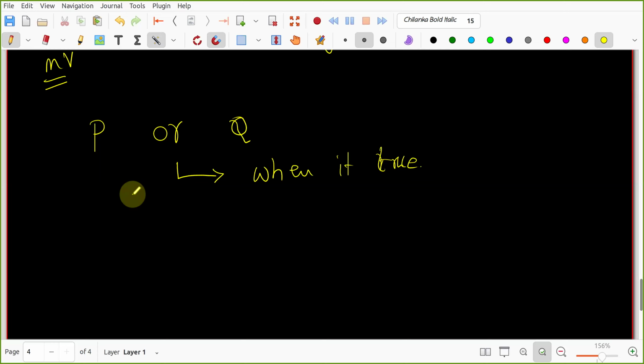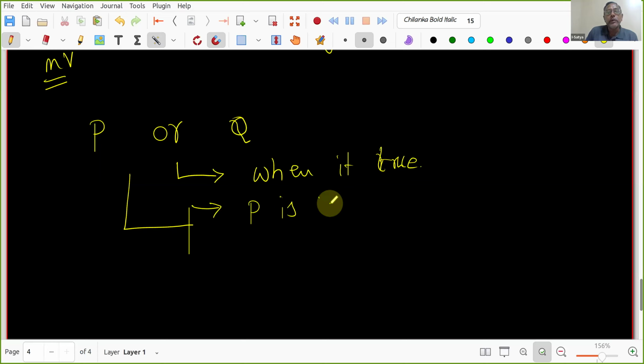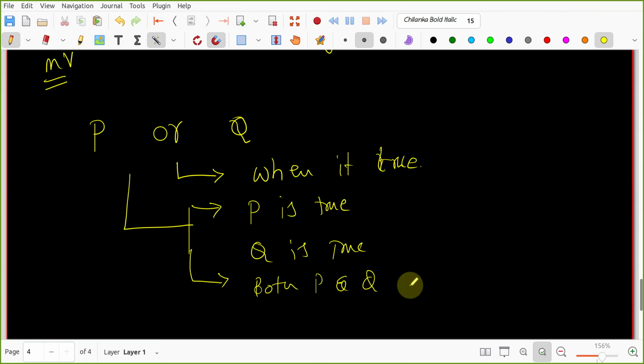So P or Q is true when either P is true or Q is true, or both are true. What about, sir, if both are true? Both P and Q are true. Then, right, the statement is also true. Right? Both are true. See, this is the beauty here. "Or" in mathematics, what do you mean by "or"?